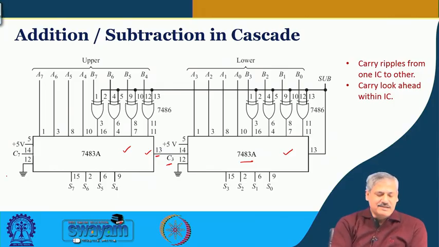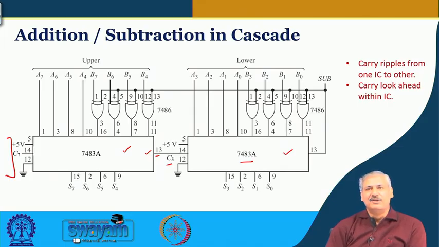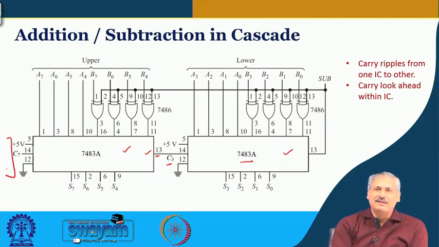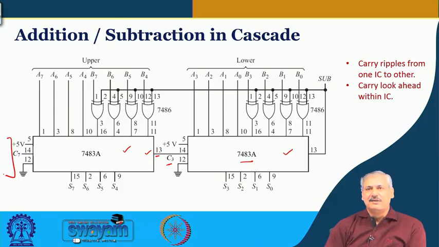If you have another such stage after this, so this is 4 bit, this is 4 bit, and this is another 4 bit over here, it will wait for 6 tau to generate this particular carry, right.